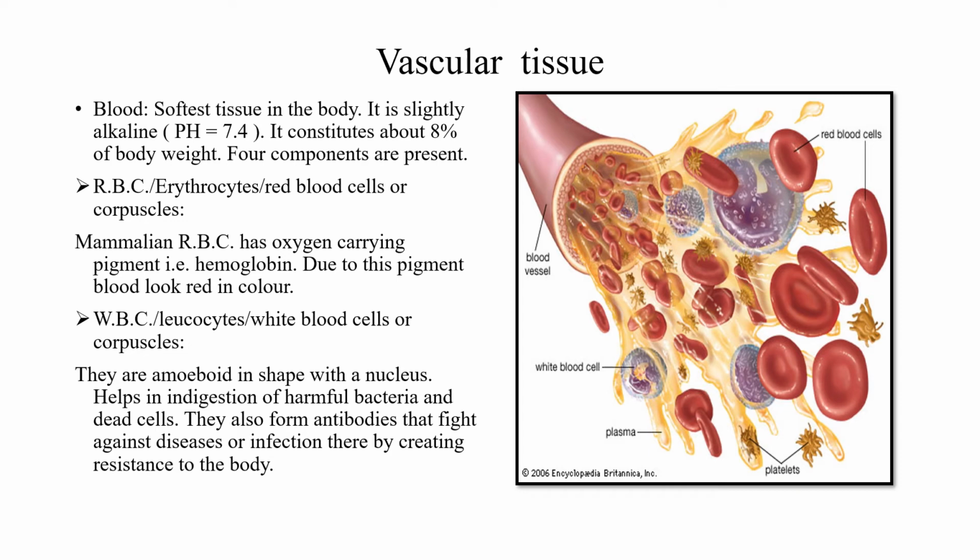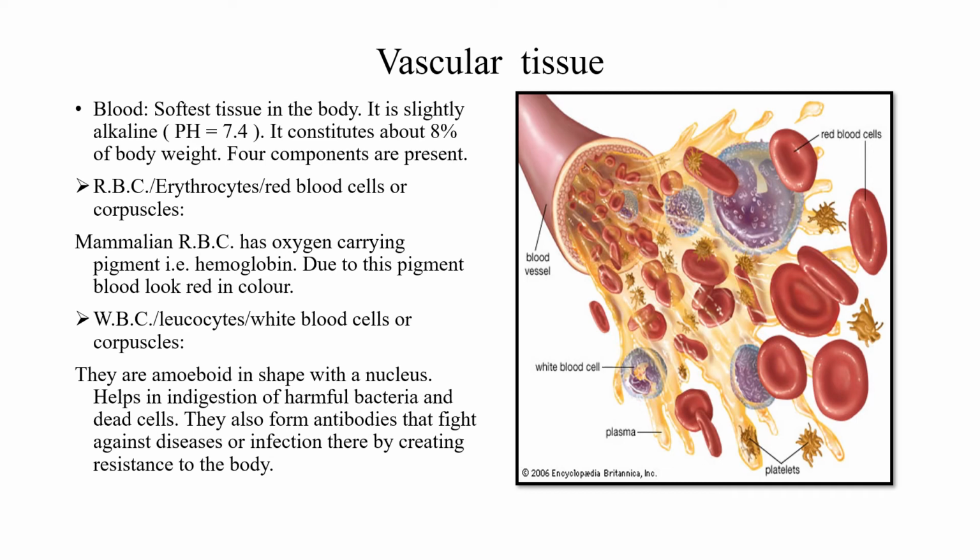Vascular tissue. It includes blood and lymph. Blood. Already you know blood is a connective tissue. It is red in color due to the presence of red blood cells. Blood is the softest tissue in the body. It is slightly alkaline. Its pH value is 7.4. It constitutes about 8% of our body weight. 4 components are present. That is RBC, WBC, platelets and plasma.